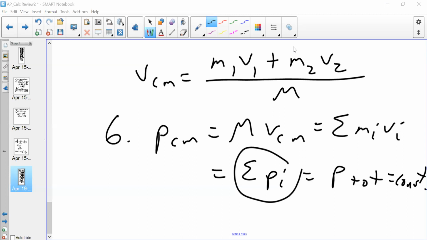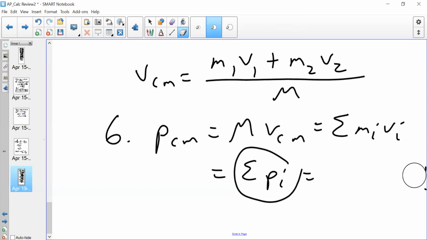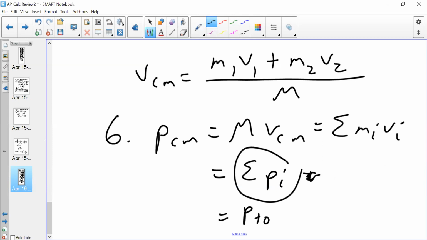Constant, sorry. Let me rewrite that. So yeah, it equals P total. It's conserved. The total momentum of the system stays constant.